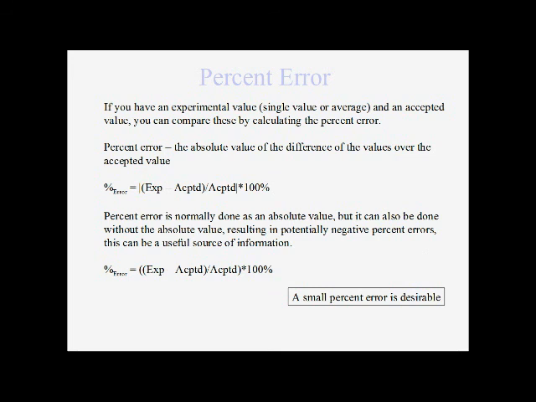Another thing that we will be doing in lab is percent error. This is comparing our measured value to an accepted value. In this case, we take the difference between our experimental value and the accepted value, then divide by the accepted value. So it's the difference divided by accepted value times 100%. And again, we often do this as an absolute value.